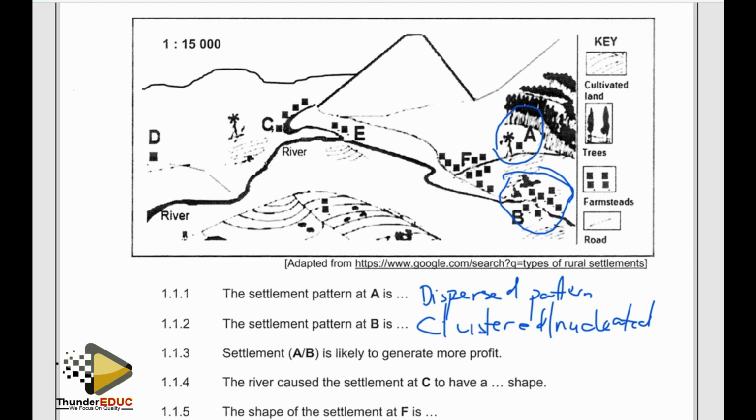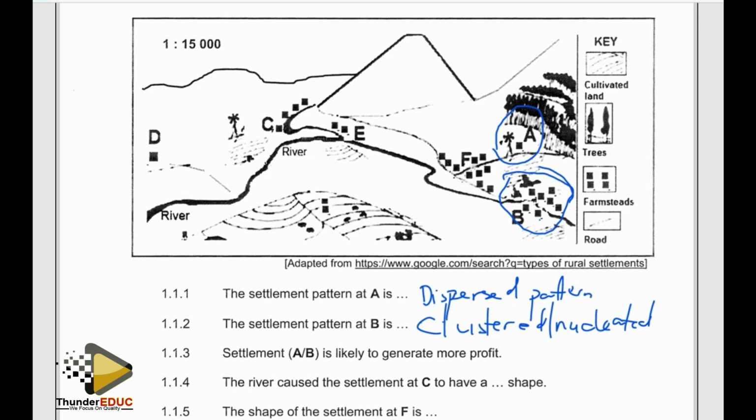1.13. Right, 1.13 it says settlement A or B is likely to generate more profit. If you are comparing these two, where are we likely to have more profits being generated? Right, we are trying to analyze the location of these settlements in terms of their pattern and try to relate to the activities that take place there. If you check, this is a rural settlement, and you know rural settlements, they are predominantly unifunctional. They offer one main service, which is primary services. They offer primary activities. Right? So which means for this instance here, our core activity that happens in this settlement is farming.